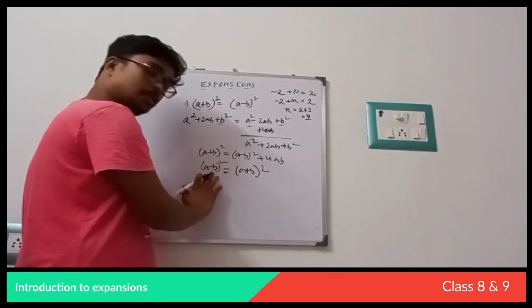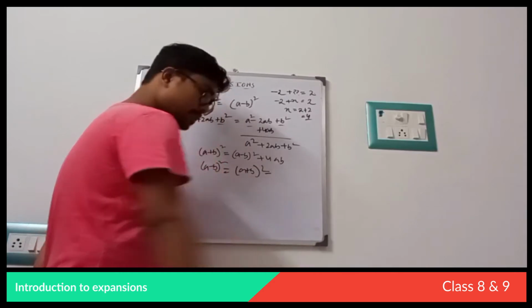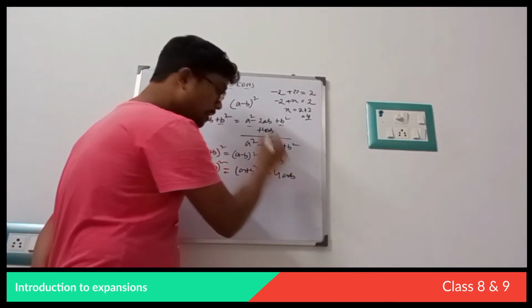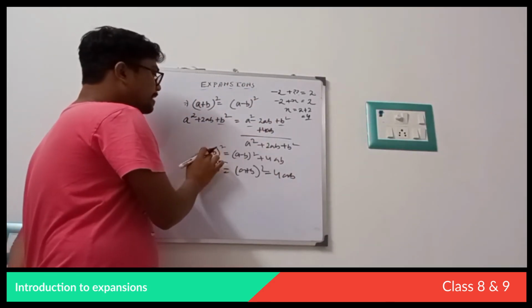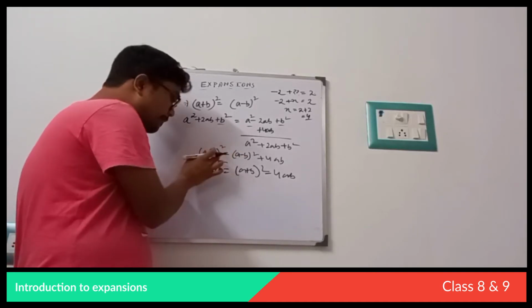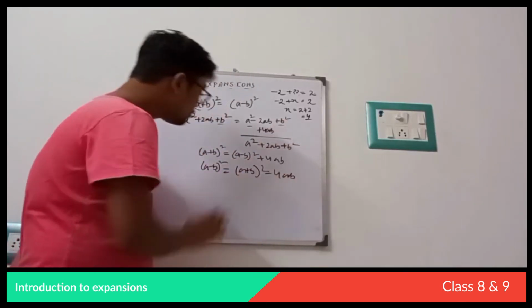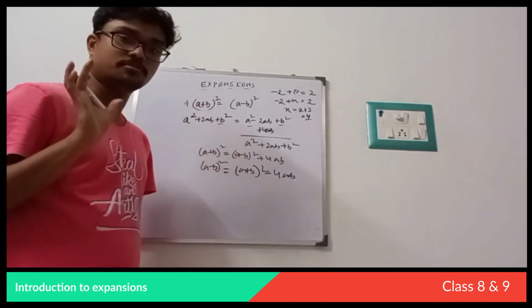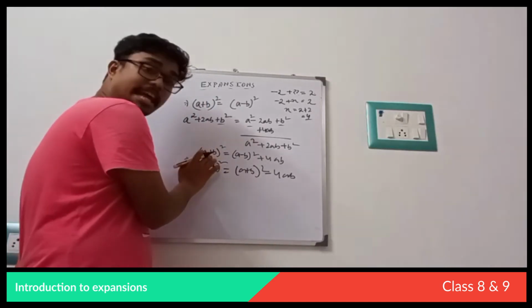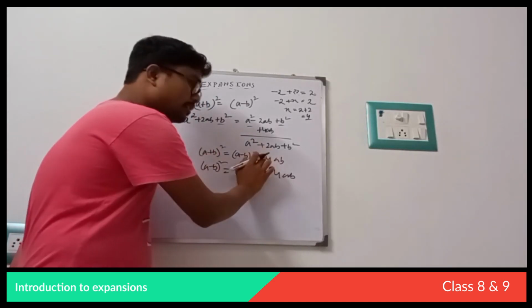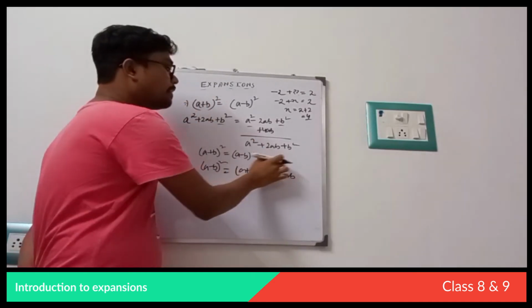Then what is the sign? Minus, that means give minus and you write 4ab. I again repeat the trick. When I find a plus b whole square in terms of a minus b whole square, first write a plus b whole square equal to a minus b whole square. Then see what is the sign between a and b. That is plus. You will give plus and add 4ab.